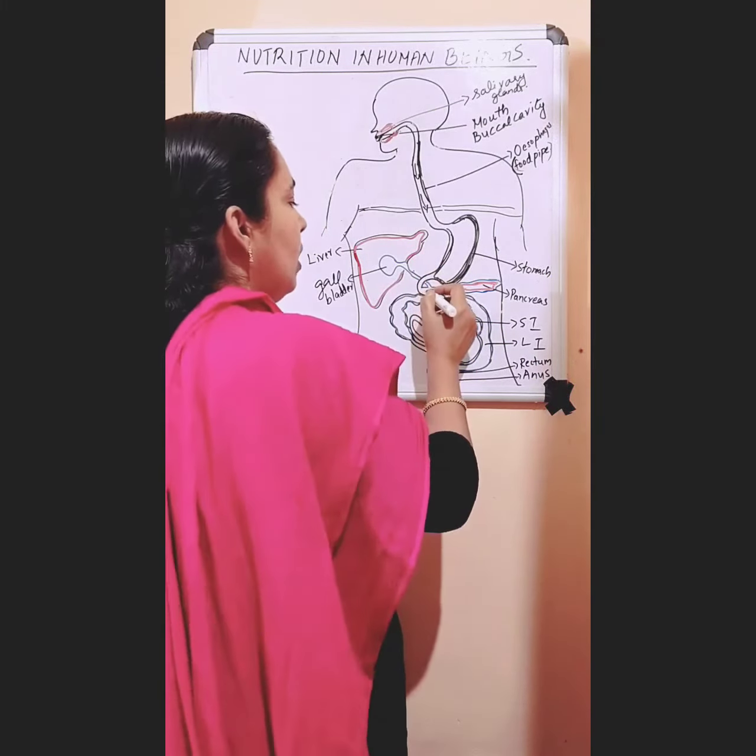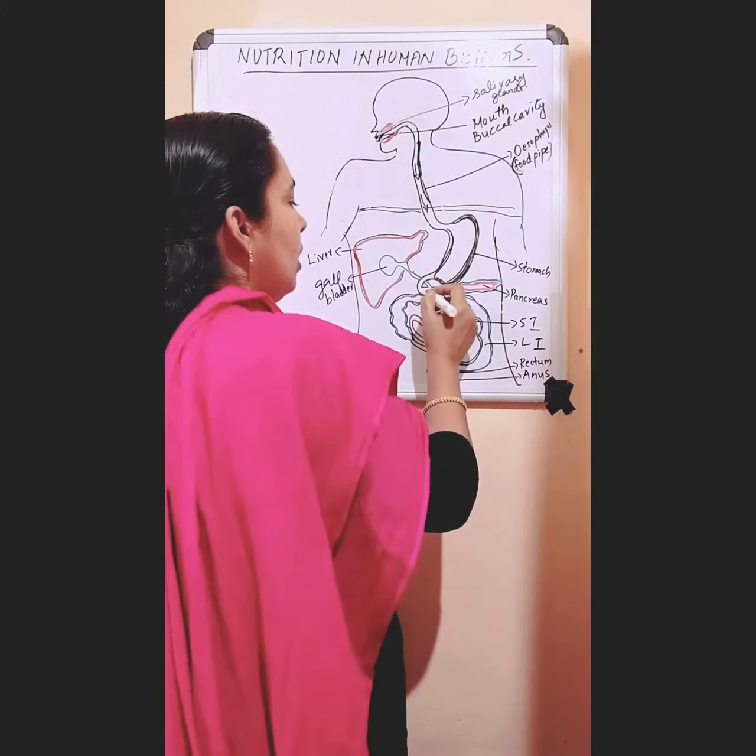For example, herbivores are eating plants, and we know plants have cell wall made up of cellulose, and this cellulose is a complex structure, so it is difficult to digest. So herbivores have a longer small intestine for digesting the cellulose. And carnivores, they are eating meat, and meat is easier to digest. So carnivores have a shorter small intestine when it is compared with the length of the small intestine of herbivores.